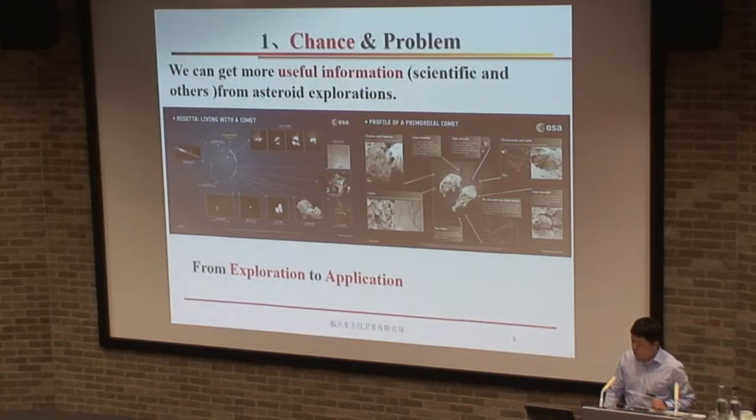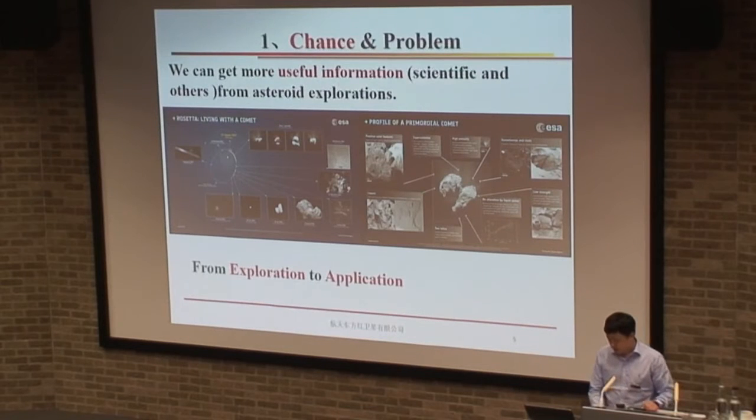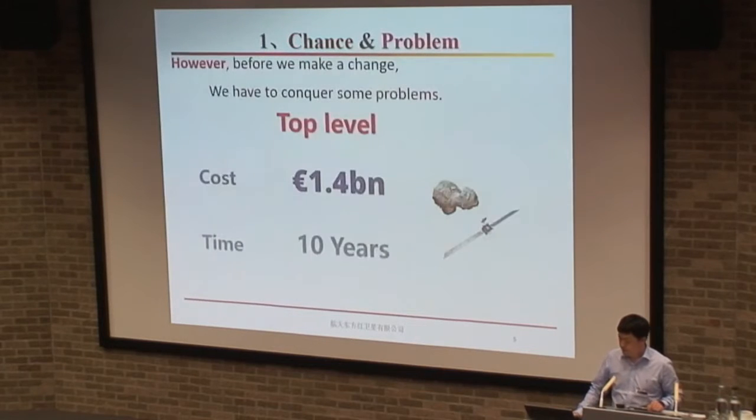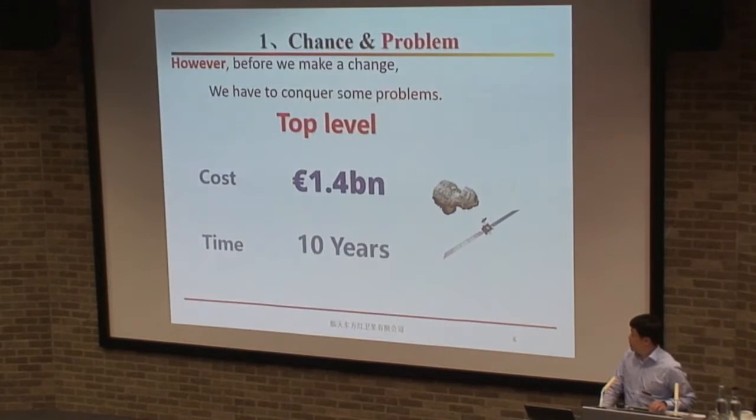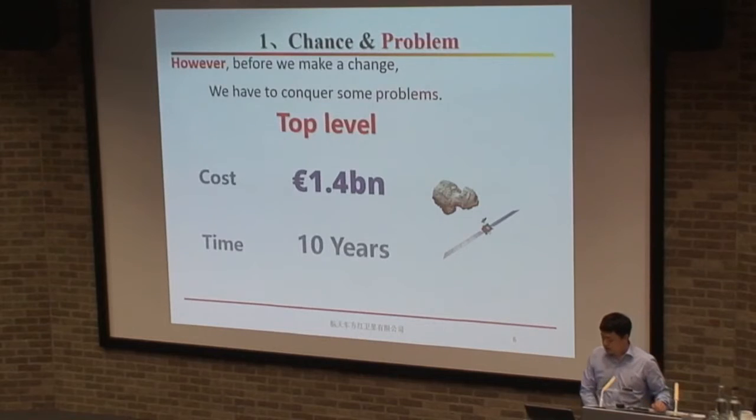The second mission is that we can get more useful information from the asteroid explorations. So it carried many projects to do that. China now tries to make a first multi-asteroid project. But I think we need to find some new paths from exploration to application. However, before we make a change, we have to conquer some problems.